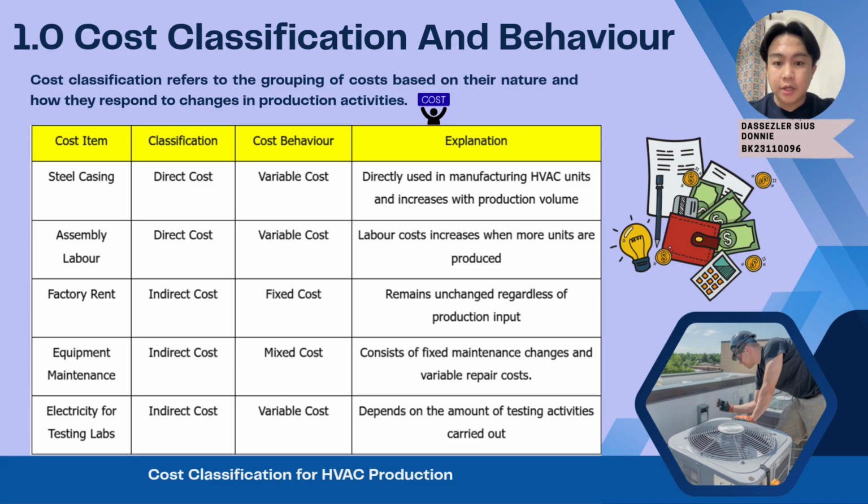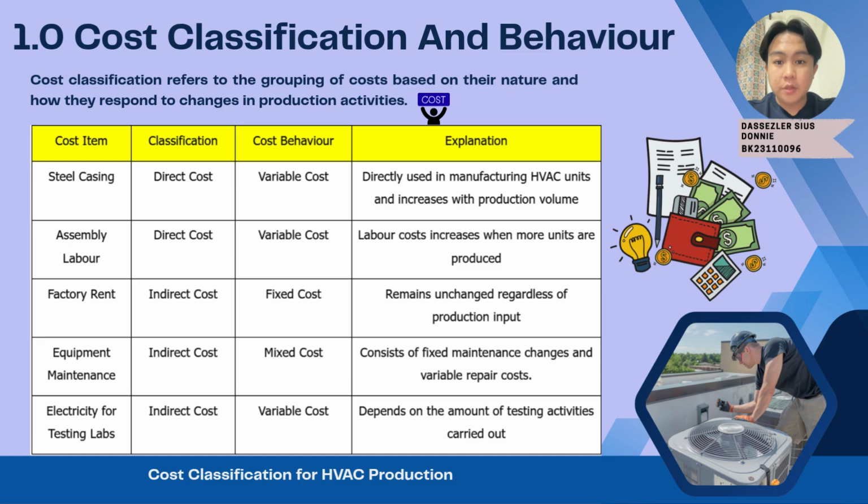BK23110096, and right now I will be presenting about cost classification and behavior. Cost classification refers to the grouping of costs based on their nature and how they respond to changes in production activities. The table shows the cost classification and behavior of the costs involved in HVAC production at Inotech Manufacturing Limited.